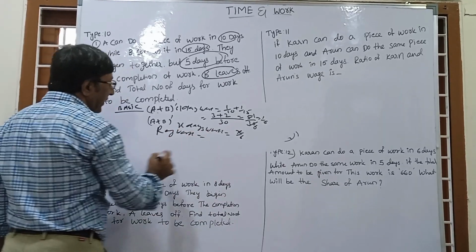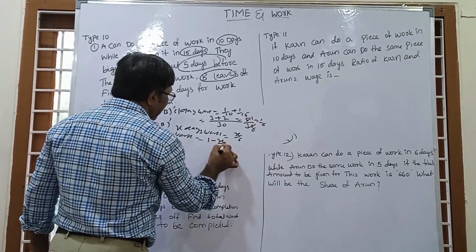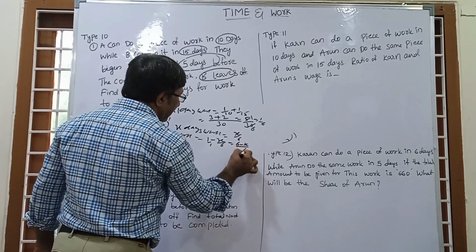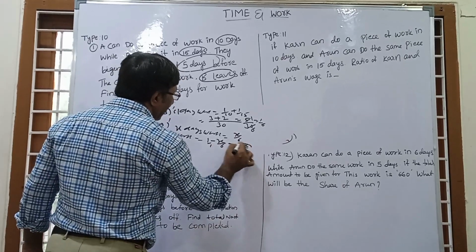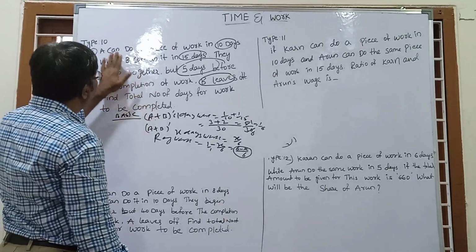Remaining work. The total work is 1, so the remaining work is 1 minus x by 6. The LCM is 6, so it is 6 minus x by 6. This is the remaining work, and it is done by A alone.